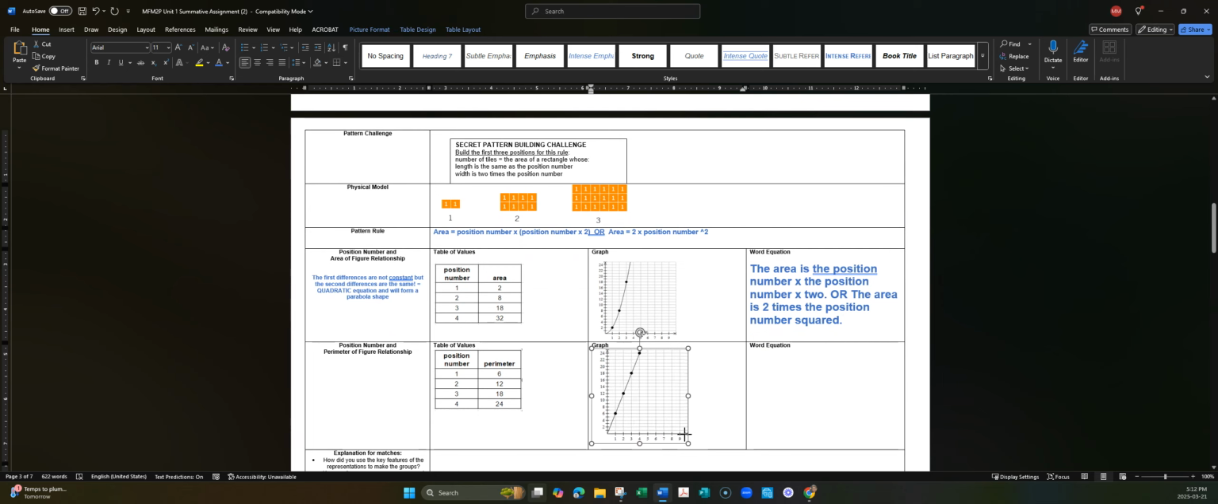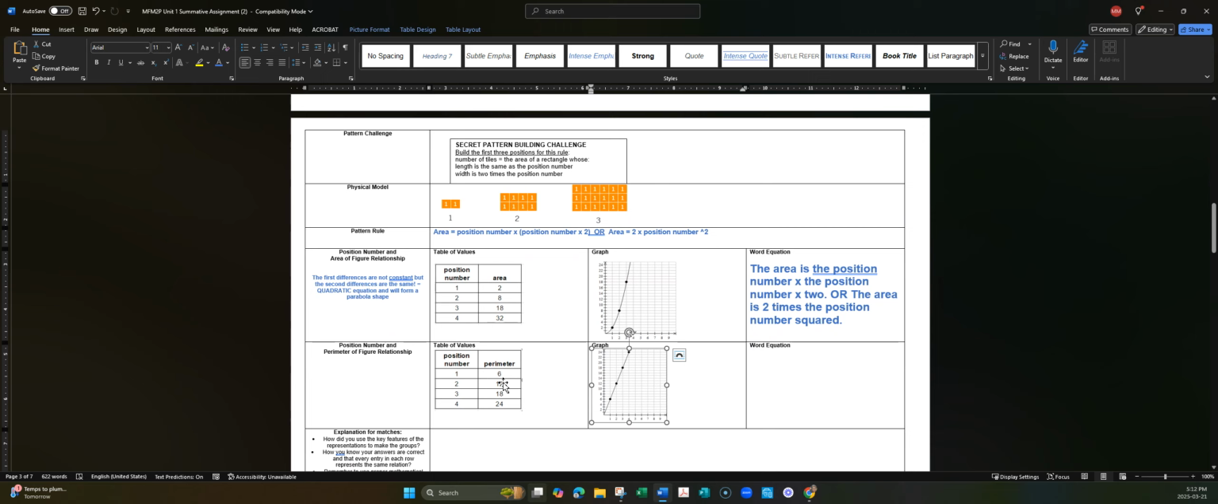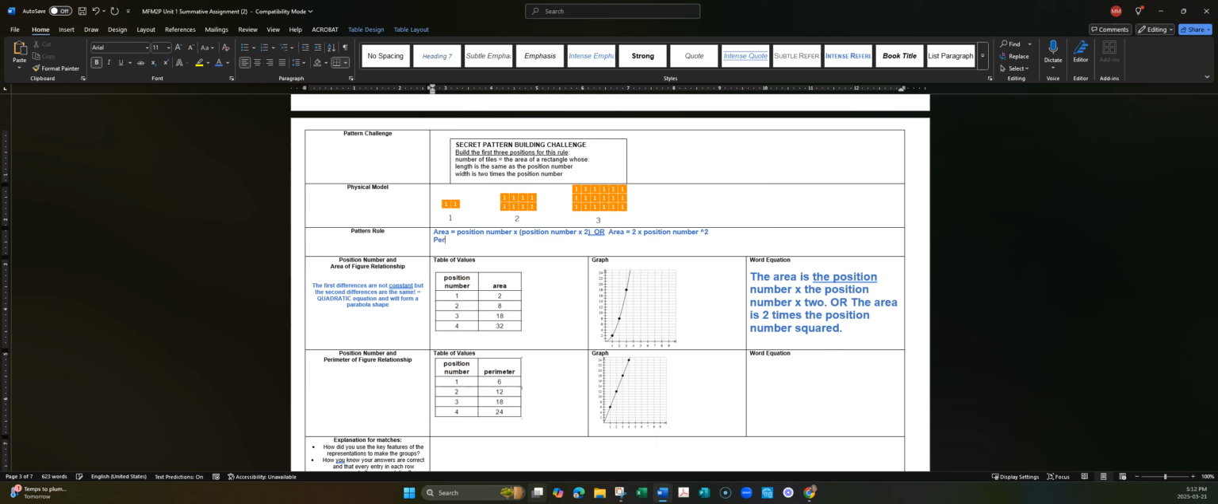All right, I'm going to make it smaller, and obviously I also have to write my pattern rule for perimeter too. We're not just doing one, right? The perimeter. Now let's look at the pattern here. 1, 6, 2, 12, 3, 18, 4, 24. Well, I don't think that takes a genius to figure out. It's basically whatever this number is times 6, right? 1 times 6 is 6, 2 times 6 is 12, 3 times 6 is 18, 4 times 6 is 24.